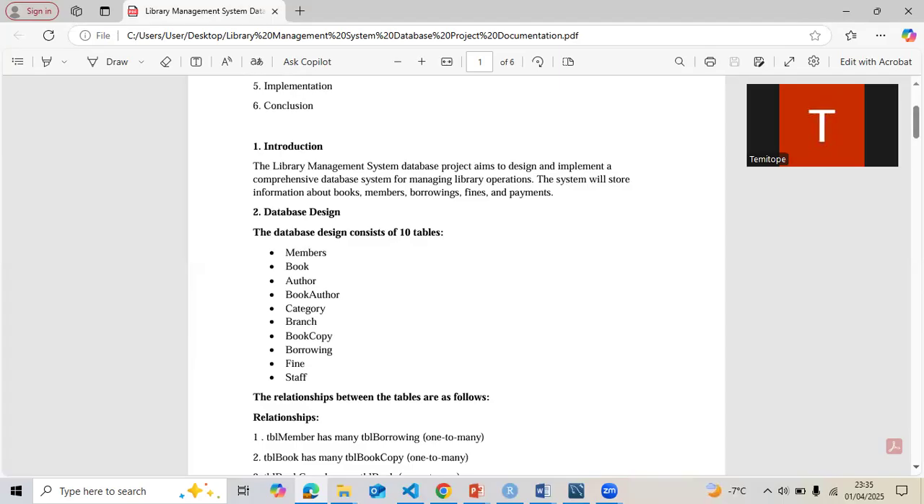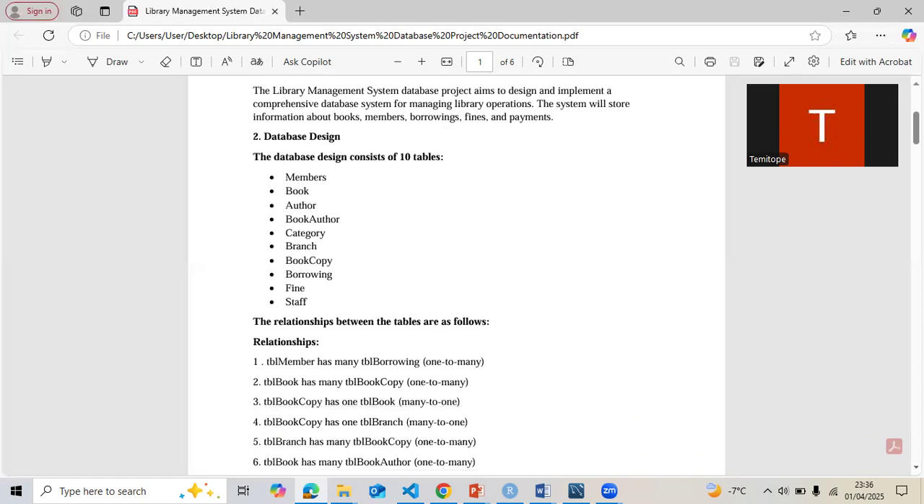For us to implement this project, we have some tables that are meant to be in place for this database to function very well. The tables are also known as entities. The first entity in the database is members. Members means people that will actually come to borrow books. Then the book itself, which is the major thing here. Then the author of the book, book authors, category, branch, book copy, borrowing, fine, and staff. Of course, staff are people that will be working in the library that will provide services to the borrowers. So these are the 10 entities in my database.